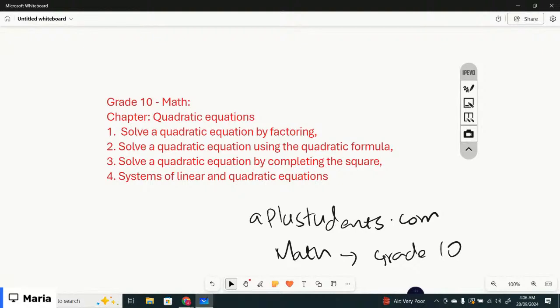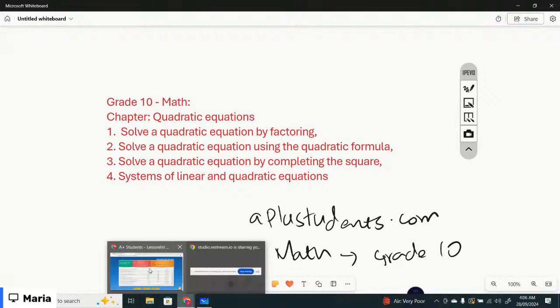The lessons we're going to cover today are solve a quadratic equation by factoring, solve a quadratic equation by completing the square, system of linear and quadratic equations. So please make sure you have your notebook and pencil so that you can note down the important examples and definitions as well.